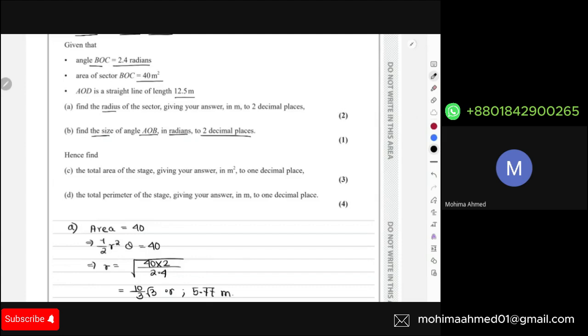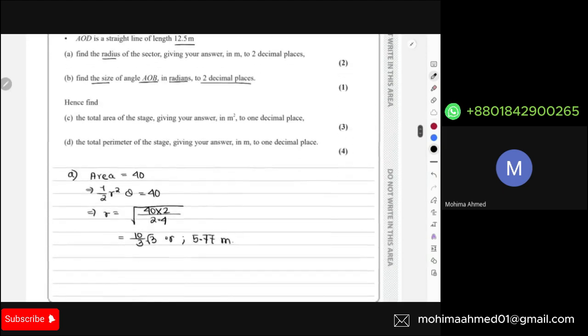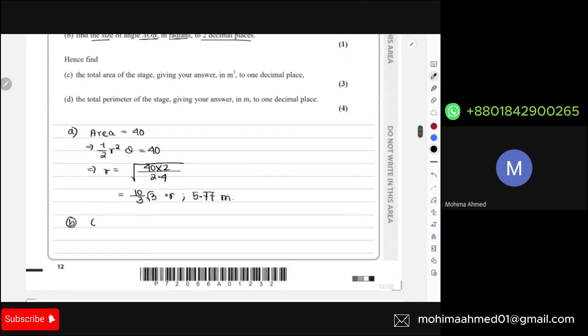Okay, then after this, they're also saying that find the size of the angle AOB in radians to two decimal places. For AOB, they're asking. AOB means this one. I can clearly understand that if this is your 2.4 radian, and this angle and this angle, AOB and DOC, are of equal size. If this is theta, this is also theta. So theta plus 2.4 is going to give you 1 pi. So we can write for part B, theta plus 2.4 is equals to pi, according to the sum of angles on a straight line.